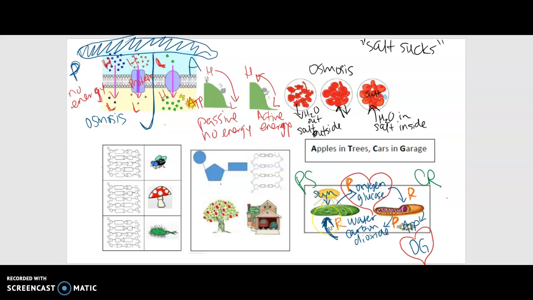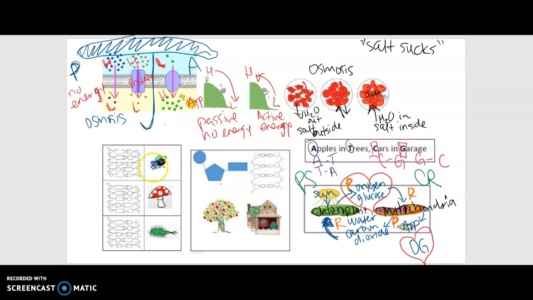And remember, all this is happening. This is our chloroplast. And this right here is the mitochondria. So the products of one are the reactants of the other. Okay? The last three images are about DNA. So this first one, apples in the tree, cars in the garage. Supposed to help you remember that A and T, adenine and thymine, pair together. Always. Cars in the garage. C and G, so cytosine and guanine, pair together when we're looking at complementary base pairs.